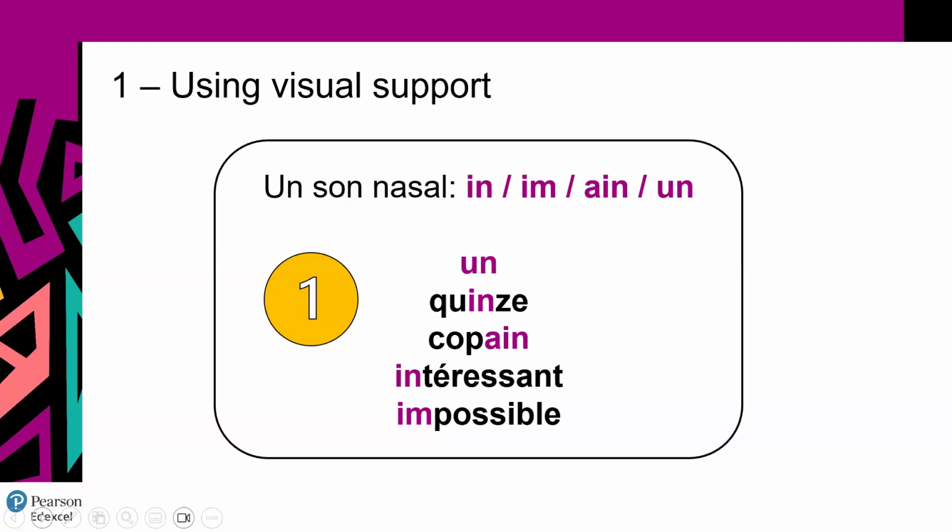So for example, what we could do, we could use a visual support. So we said earlier, what can you do to help students with particular sounds? For example, in French, for the nasal sound, we could have the number un as the reference, and every time you say un, they know it's the sound un, like in 15, copain, intéressant. So every time you show un, they know which sound.